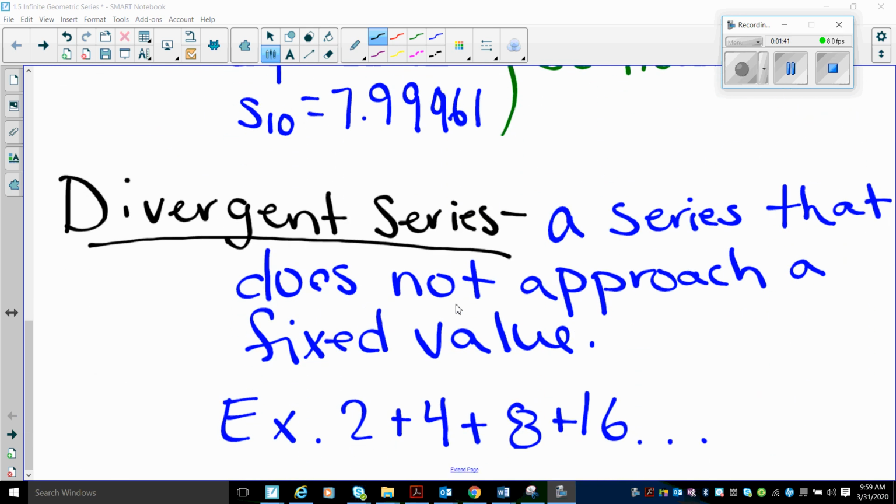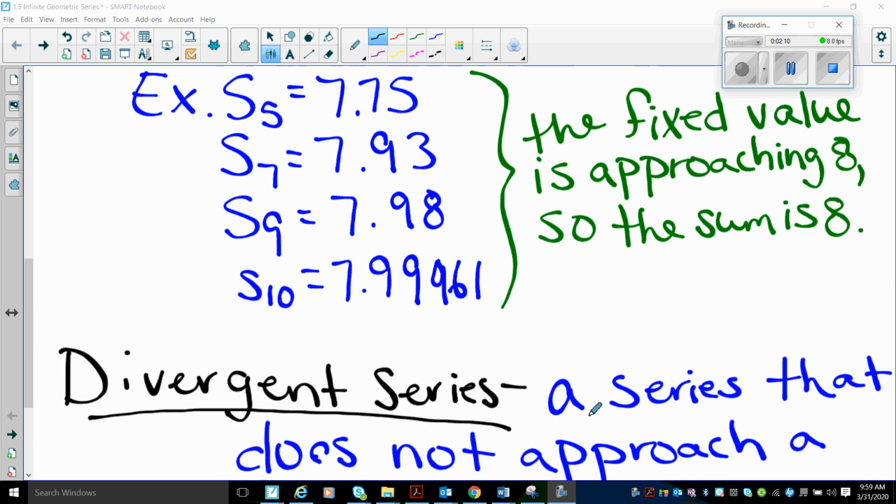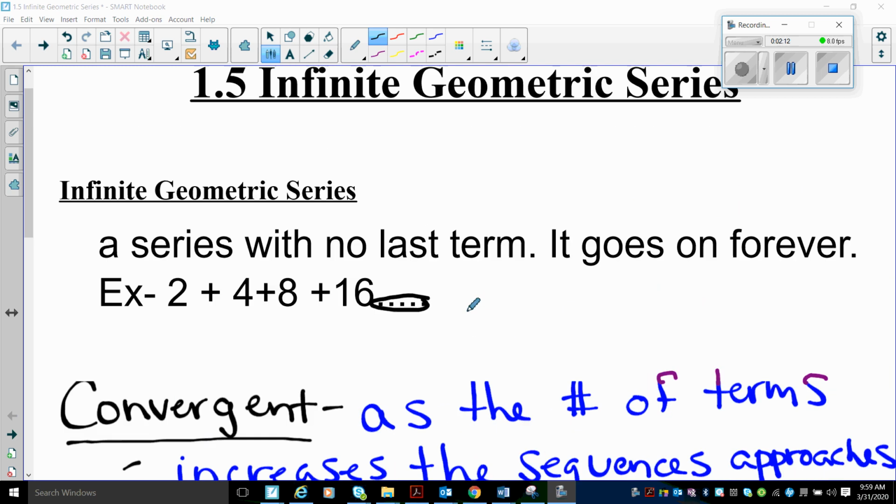The second type of infinite series is called a divergent series, and this series does not approach a fixed value. That's the example I had on the first set of notes, where we would double or triple something. Because there's no end in sight and it doesn't approach a fixed value, we call this a divergent series, and we can't actually calculate the sum of something that's divergent. So let's go and do the first example.